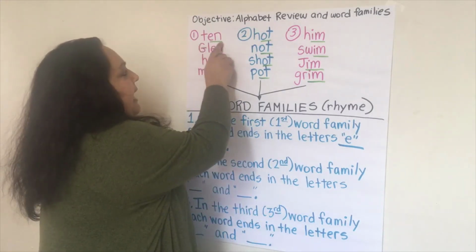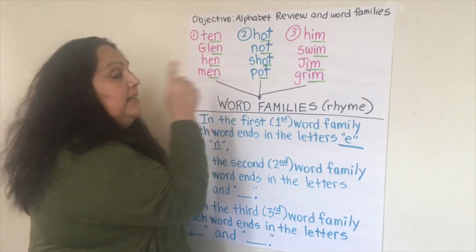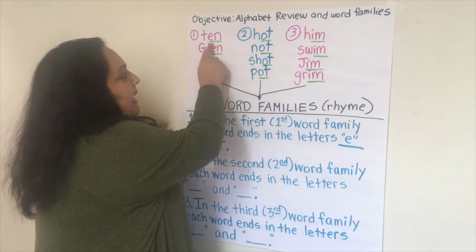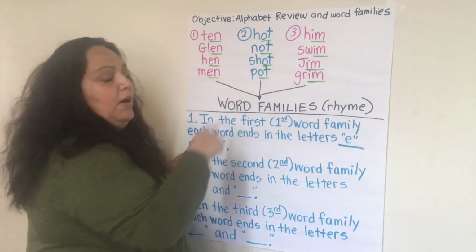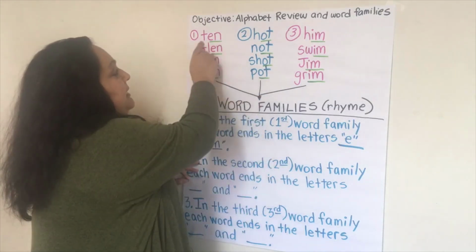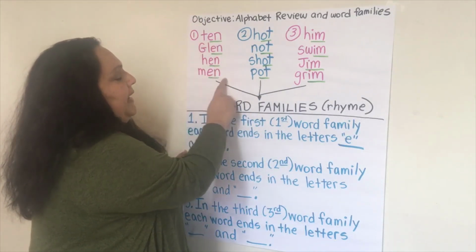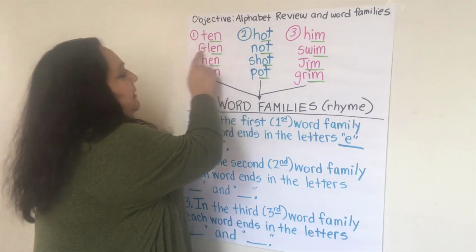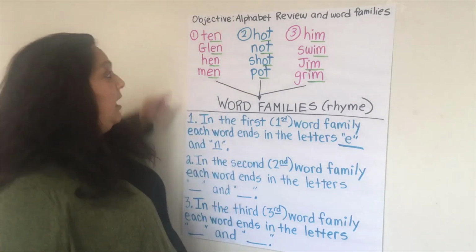So we have ten, Glenn, hen, men. Listen one more time. Ten, Glenn, hen, men. Now I want you to say it with me. Ten, Glenn, hen, men. Again, ten, Glenn, hen, men. By yourselves.